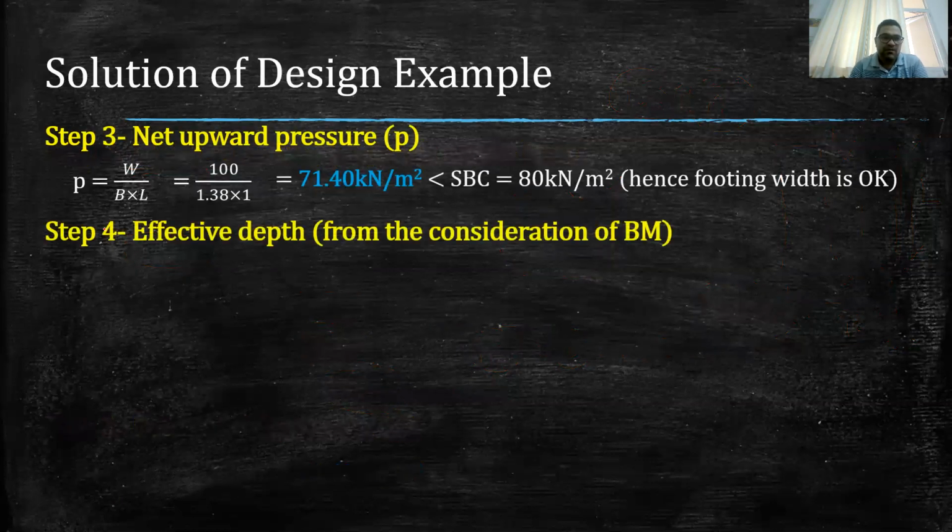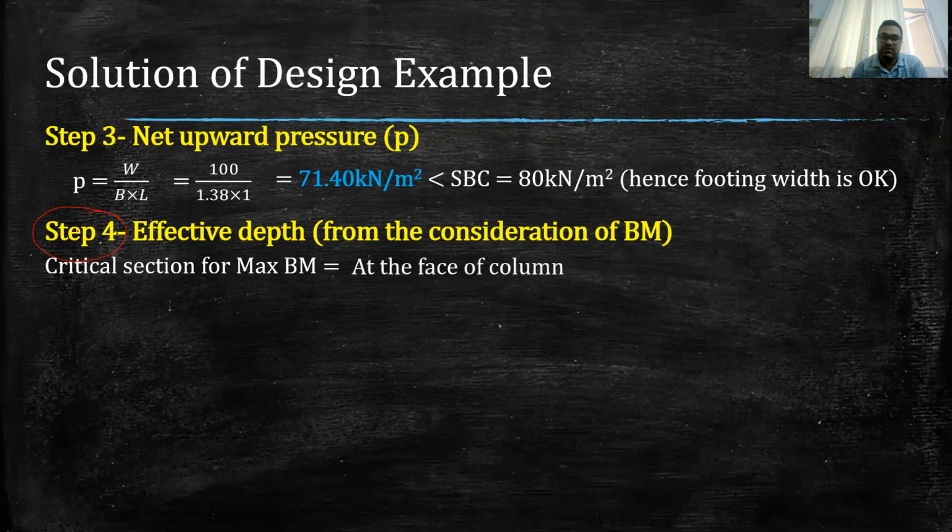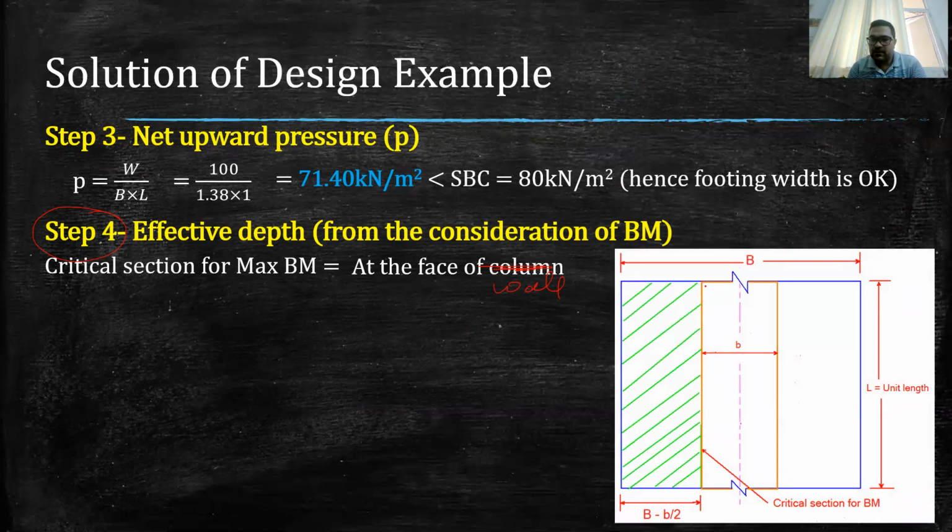Now moving to the next step, here we are supposed to find out the effective depth of footing from the bending moment considerations. And once we find out that depth, we will check that for one-way shear also. So here to find out the depth, first we need to find out the maximum bending moment coming in the footing. And we know that the critical section for maximum bending moment will be at the face of the wall. So here in this diagram also you can see this is the critical section of the bending moment passing through the face of the wall. And here again this section divides the footing in two parts.